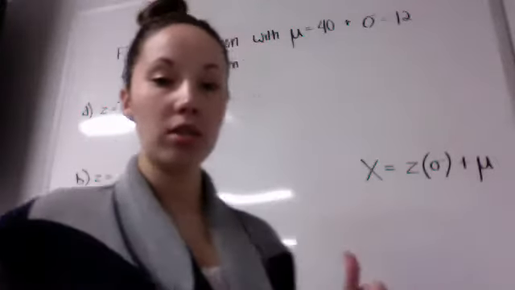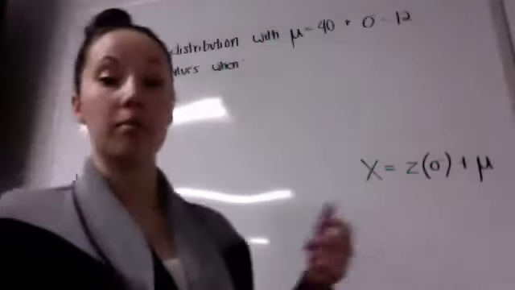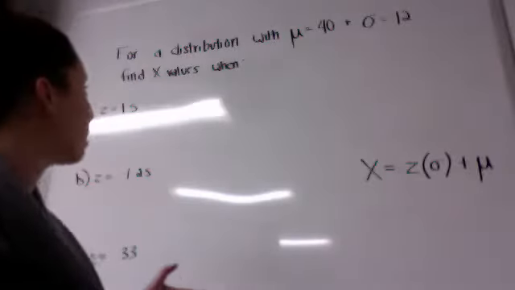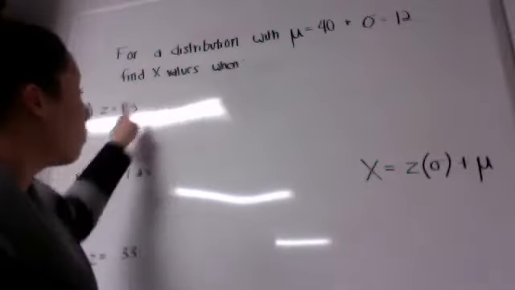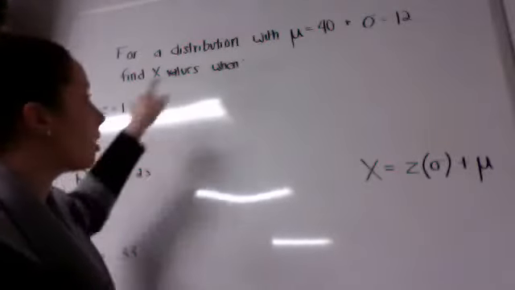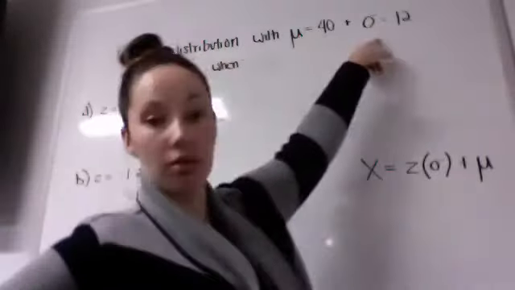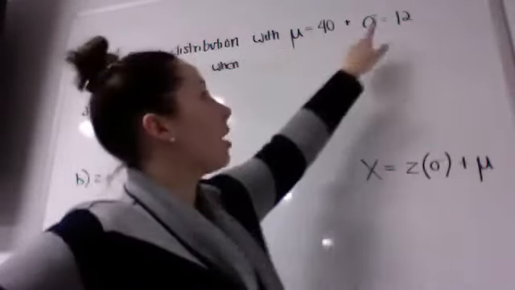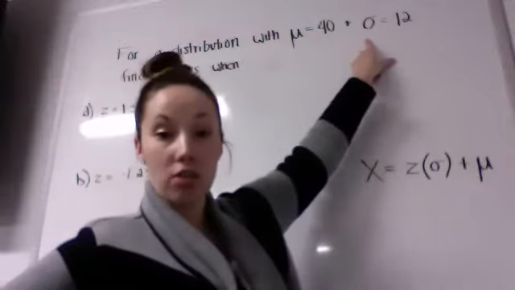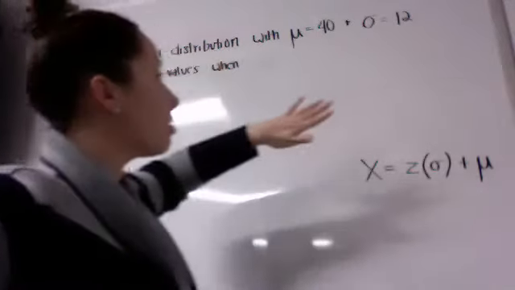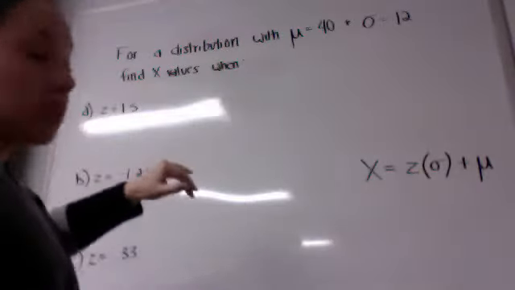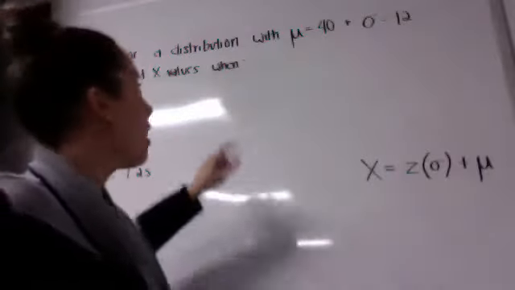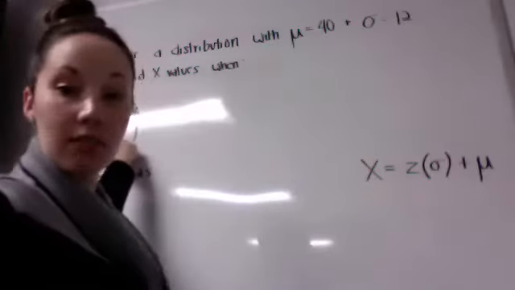All right, now we're going to work these types of problems backwards. So now our problem is asking us for x values when we're given z values. So we're working with the same population parameters here. We've got a mu or a population mean of 40, and we have a population standard deviation of 12. So we have the same numbers that we're working with here, except this time we're asked for x values when given the z values.